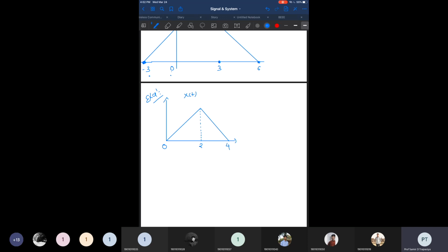The function is not given. How do we calculate this? Only this is given, and the maximum value it holds is 2. And the other signal which is given is h of tau, and in that one we can have the signal, and this one will hold the values 2, 2, 0.